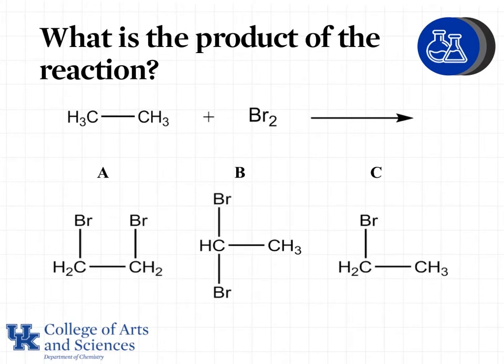Now let's look at a couple of examples where we're predicting the product of the reaction. What do you think the product is for CH3CH3 plus Br2? Because we don't have a double bond, we can't have an addition reaction. So we can only add one of the Br atoms. As a result, we are going to get option C. We are doing a substitution reaction where we are replacing one of the hydrogens on the carbon with a bromine atom.